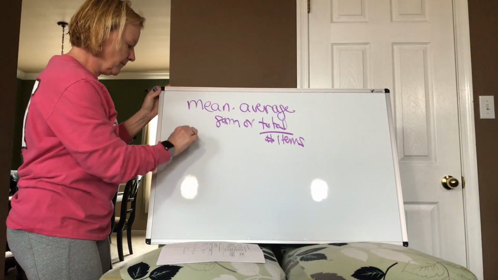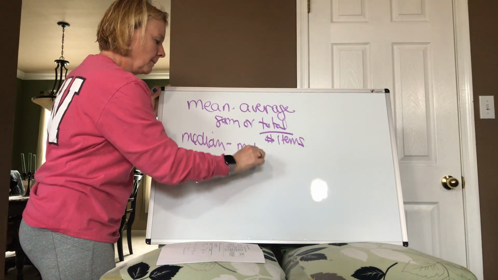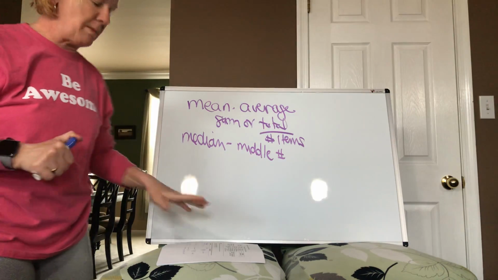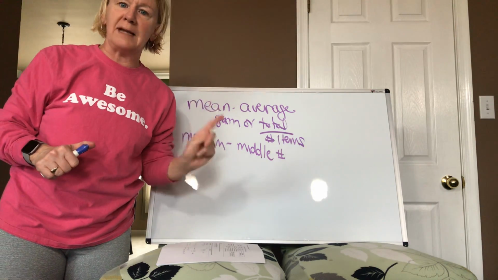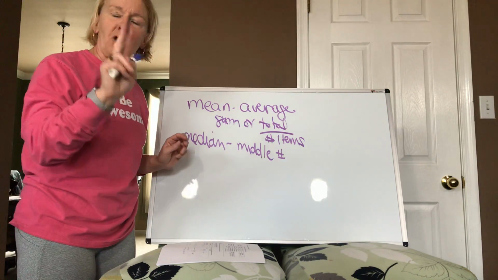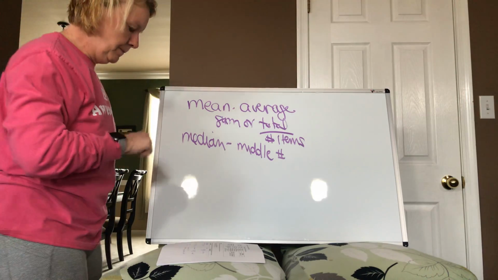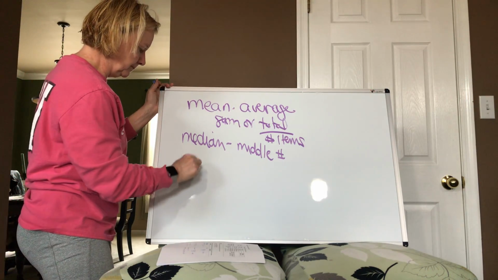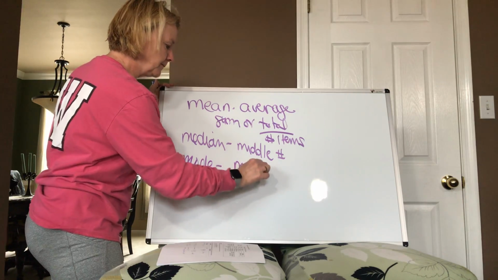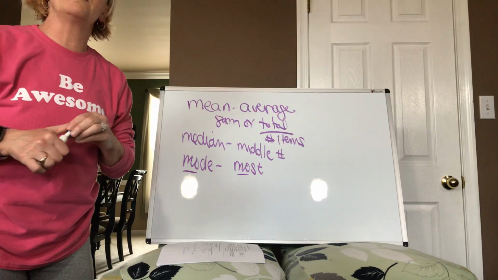The median is the middle number. What you need to remember there is they need to be in order from least to greatest, and you are actually going to find the physical middle number. If there are 2 middle numbers, then you find the average of those 2. The mode is the number that appears the most. Mode, most.